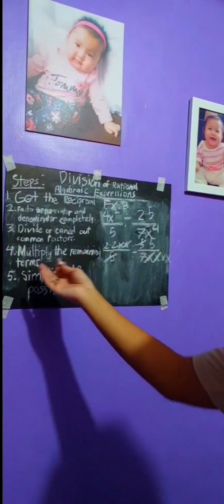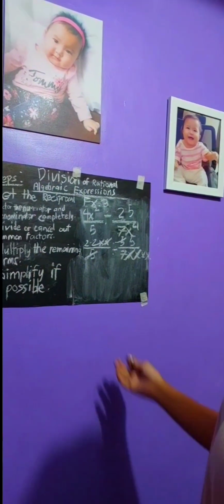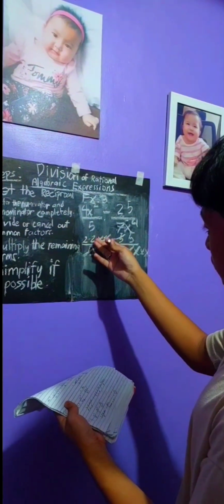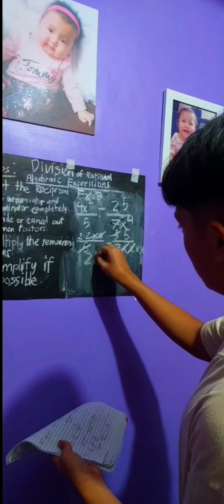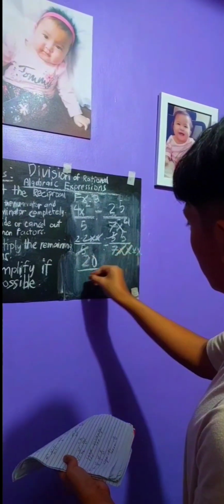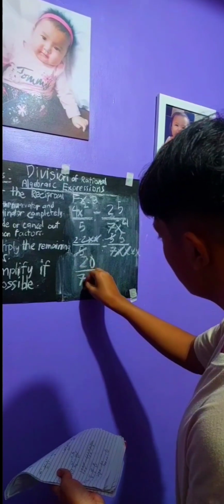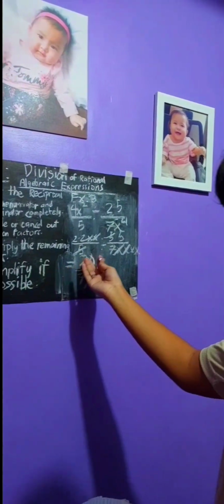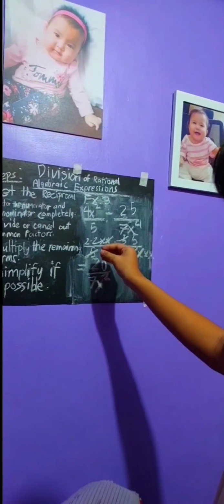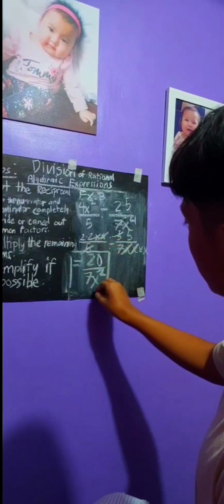Next, we multiply the remaining terms. Here, 2 times 2 is 4, times 5 is 20. Next, we copy the 7 and the variables. Check if can be simplified, but it's already simplified, so this is our final answer for example number 3.